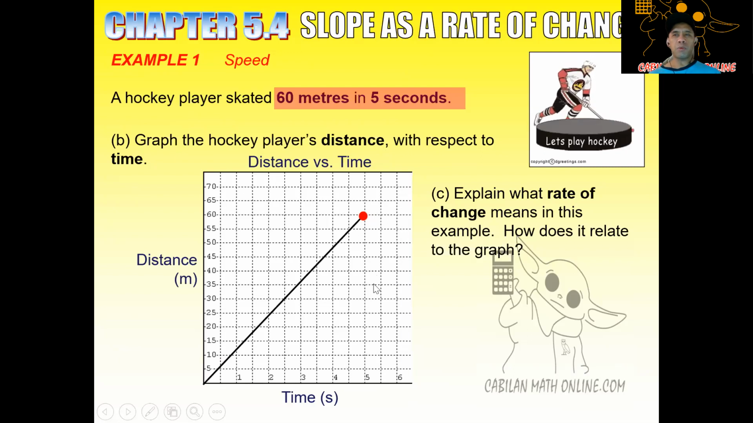Now think about this. What type of variation do we have? Jeopardy theme. Ding, ding, ding, ding. Yep, you guessed it. This is an example of what's called direct variation because we have a line that starts at the point 0, 0. All right, so that's the graph that we have in this.